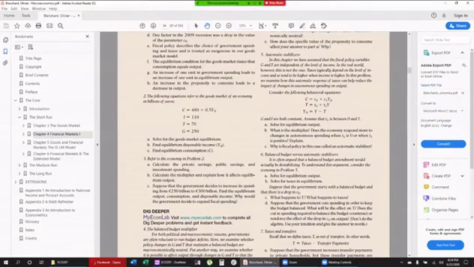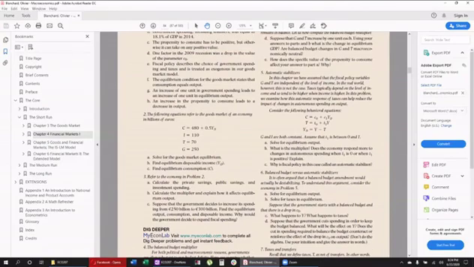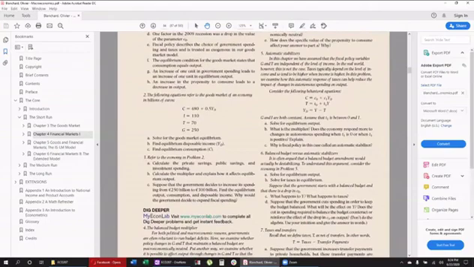Okay, so now we're going to try and solve a few problems from the book, and hopefully that clarifies some confusions that you all still have. So we're going to solve three problems. That's going to be number 2, number 3, and number 5. So let's start with number 2.